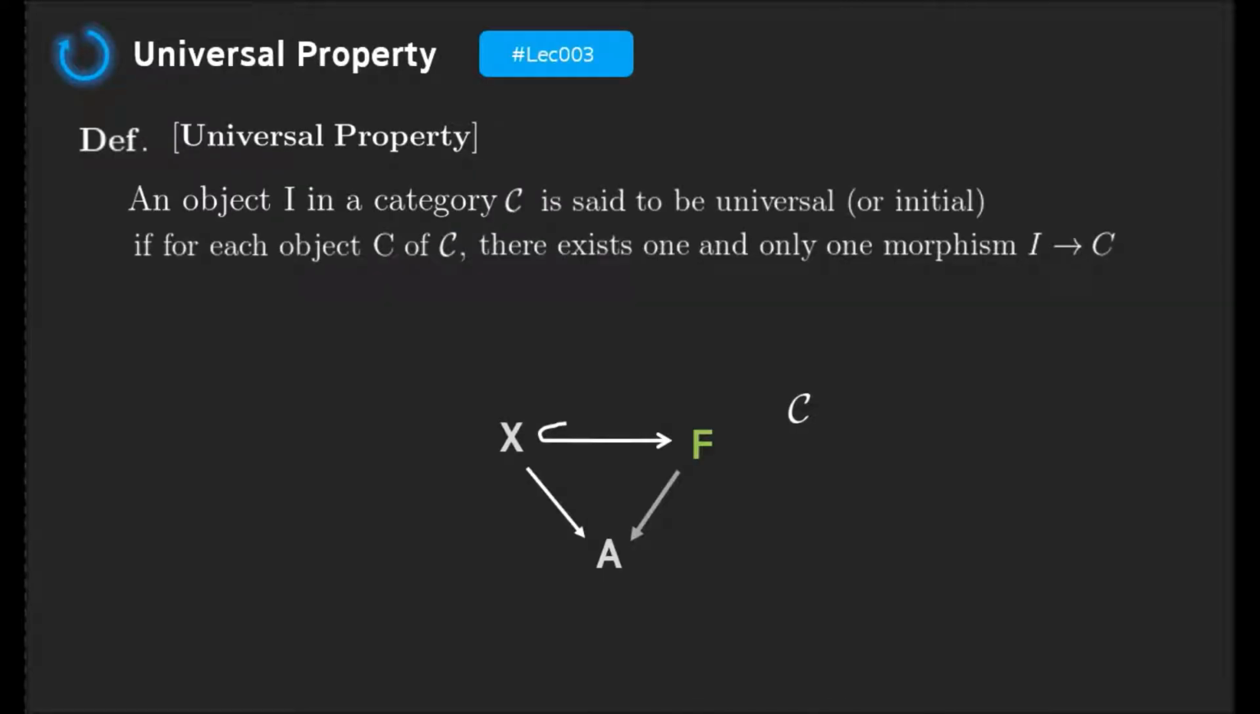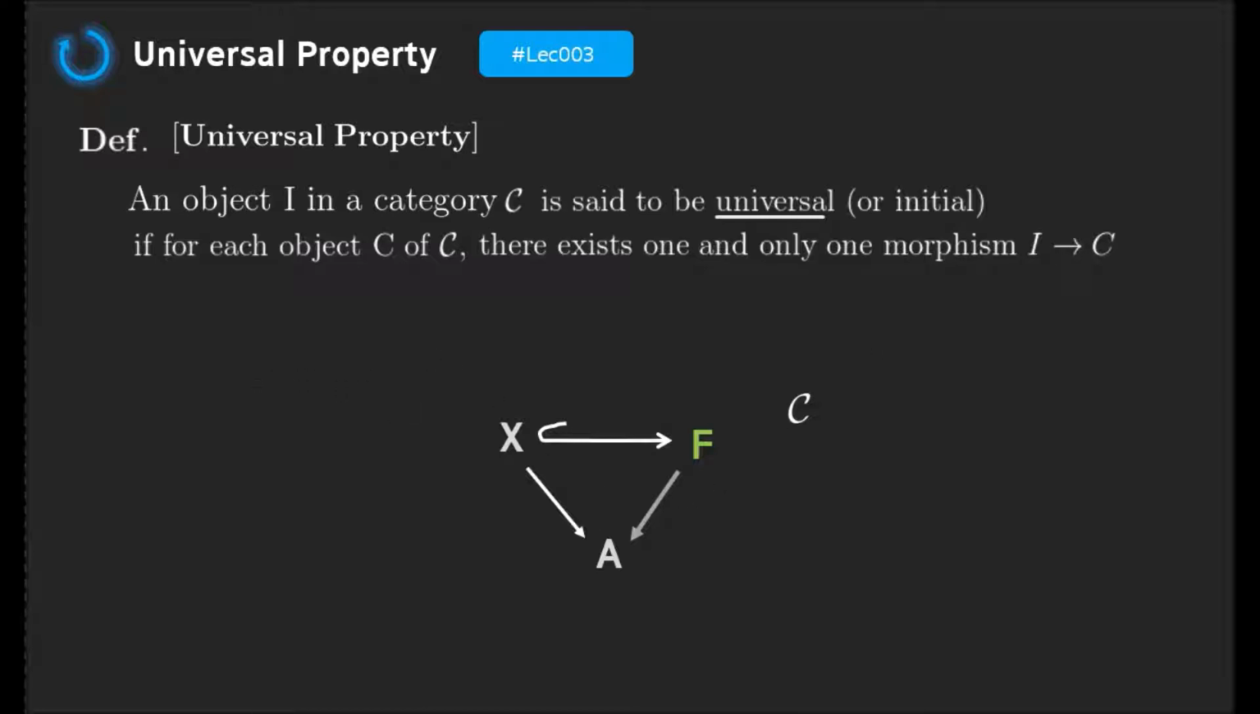The next theorem I want to say is the universal property of the tensor product. Let's record the universal property in lecture 3. An object I in a category C is said to be universal if for each object C in C, there exists only one morphism from I to C.